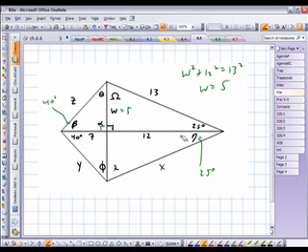Because this is 25 and this is 90, we can say that this angle is 180 minus 90 minus 25, so that's 65 degrees, which makes that 65 degrees. Because this is 40 and this is 90 here, we know that this angle is going to be 50 degrees. 40 plus 50 plus 90 is 180. Again, this one here will be 50.